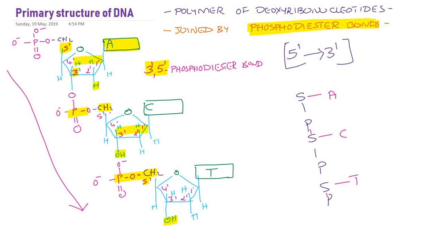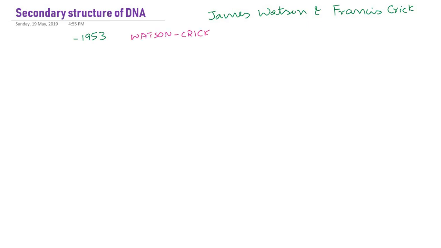So we will see the secondary structure of DNA. The secondary structure of DNA was proposed by two scientists in 1953, James Watson and Francis Crick. These two scientists proposed the double-stranded or double helical DNA structure. That structure is the secondary structure of DNA, and that model is called the Watson and Crick double helical DNA structure. It is actually a three-dimensional structure.